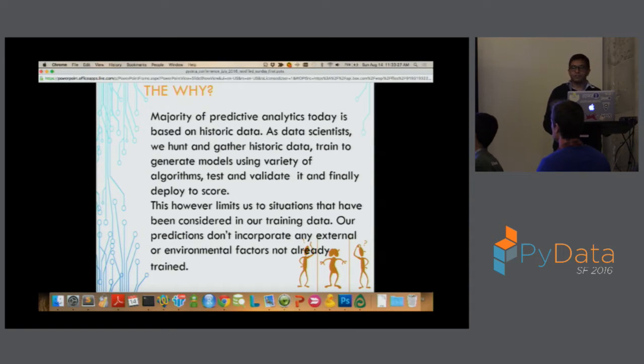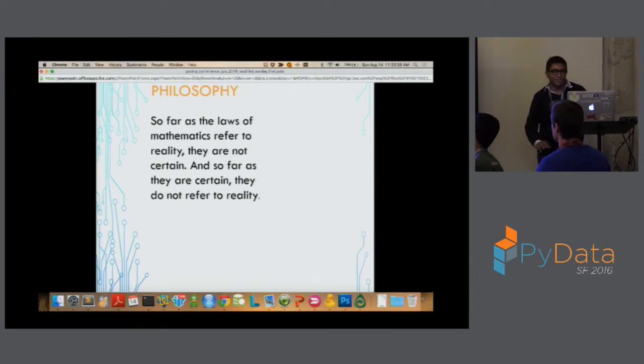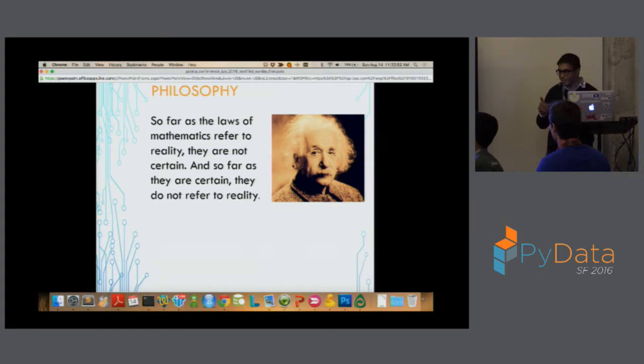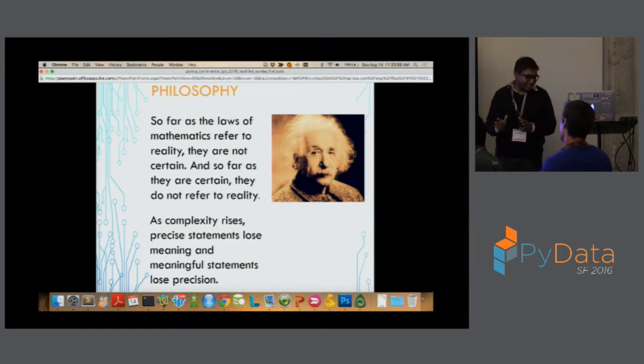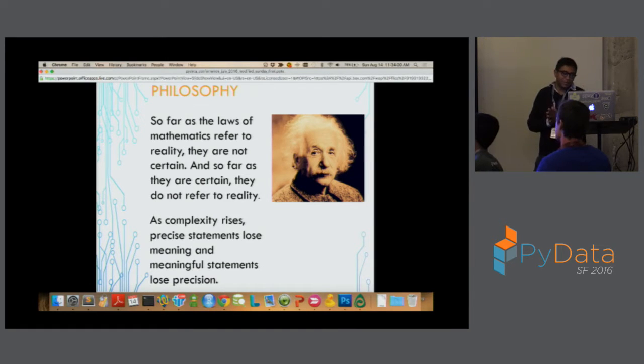I'm going to start with philosophy, and I'm going to keep it entertaining. So I'm going to ask you guys questions. Okay, this is an easy question. Who said this? So far as the laws of mathematics refer to reality, they are not certain. And so far as they are certain, they do not refer to reality. Anyone? Perfect. Since you know this answer, I'm going to ask you a difficult one now. As complexity rises, precise statements lose meaning, and meaningful statements lose precision.